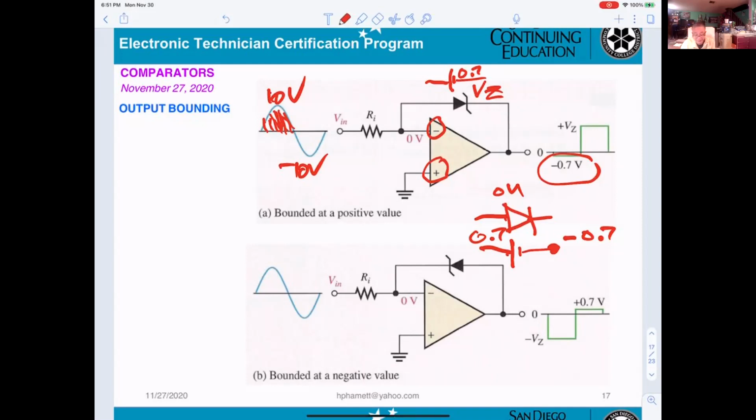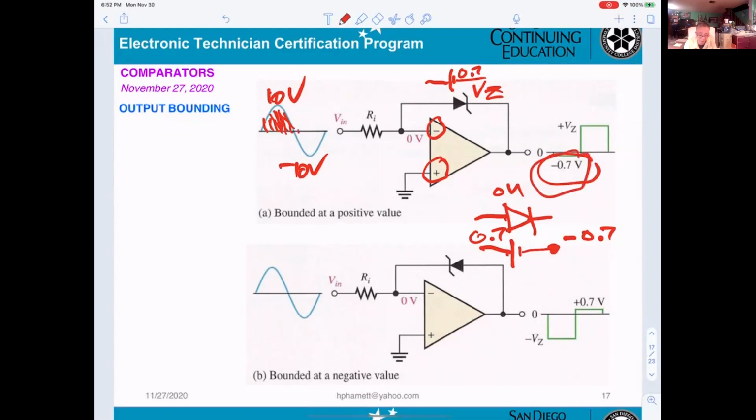And when they compare, negative higher than the positive, output will go to the negative saturation. So one side of the Zener will be 0 and the other side will be negative. So that's why Zener will be on normally. And that's why you can get minus 0.7.